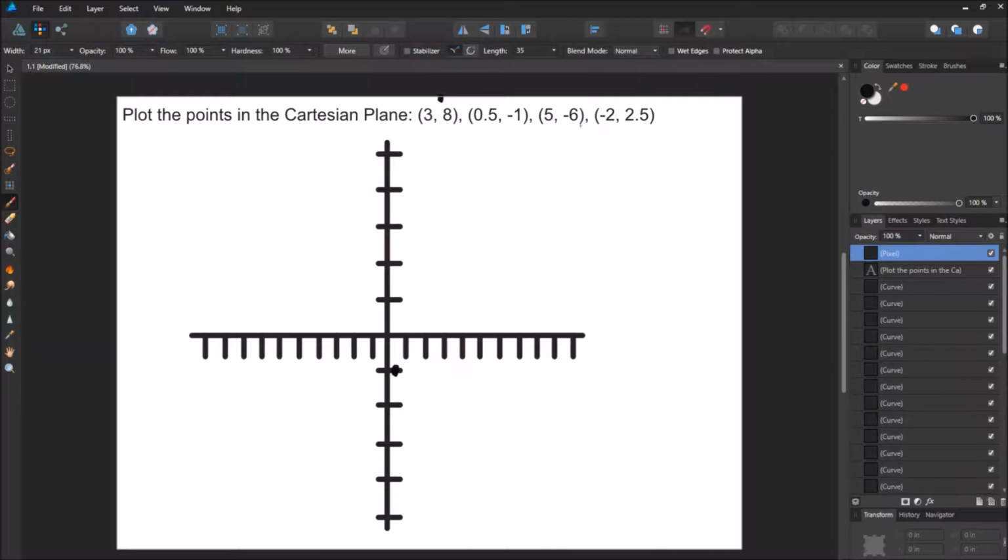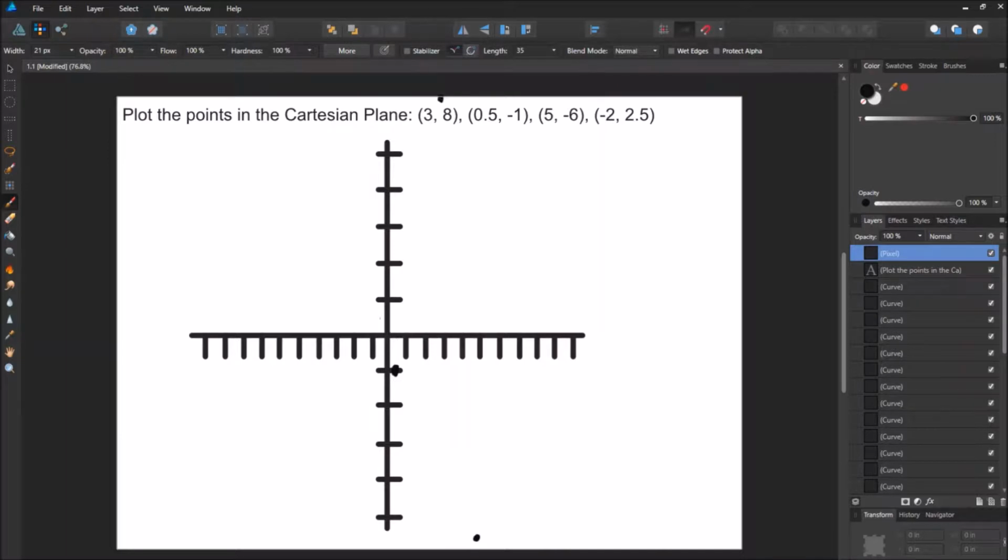And our third point is 5 comma negative 6, 5 being the x value, so we go 5 spaces to the right of the origin right here, and then we go 6 spaces below the origin because it's negative 6. That's again going to be off of the graph because this last point is negative 5, so we just go one more over there, and that is ballpark. That's around our point. And then our last value is negative 2 comma 2.5.